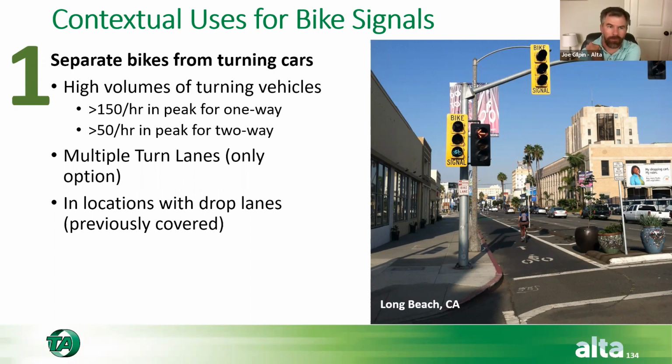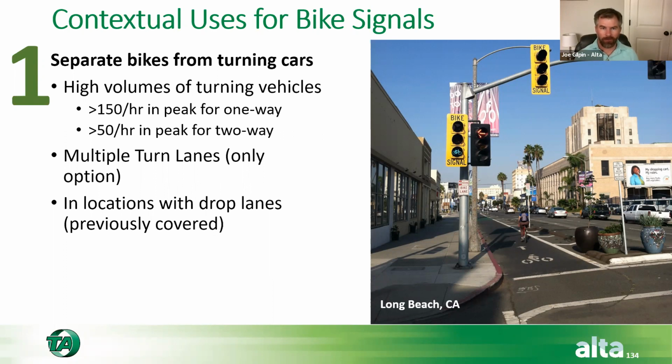And if you have a two-way facility, with more than 50 turns at all passing through the bike lane, it's probably a good idea for a bike signal. Myself personally, I try to use bicycle signals anytime I'm using a two-way Class 4 bike facility at an intersection. From my own standpoint, liability, it just seems like a much safer bet to go ahead and do that.